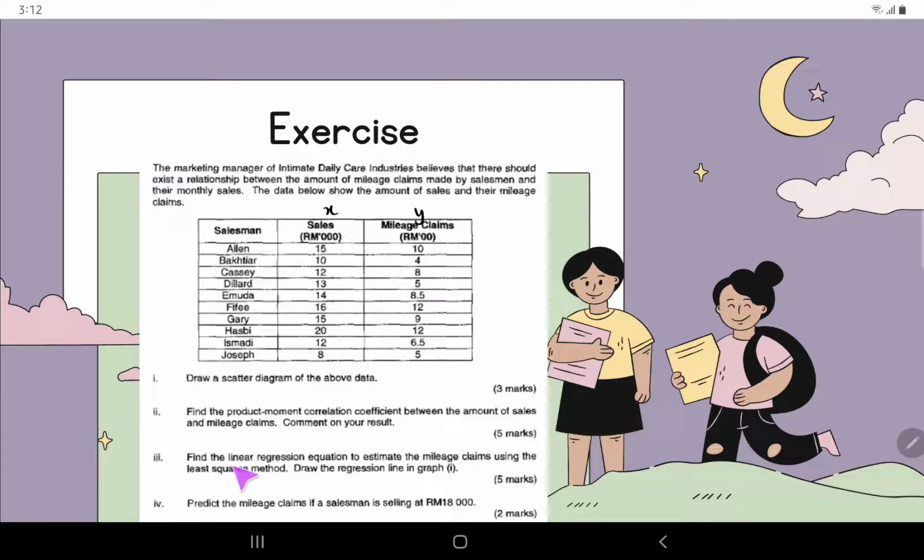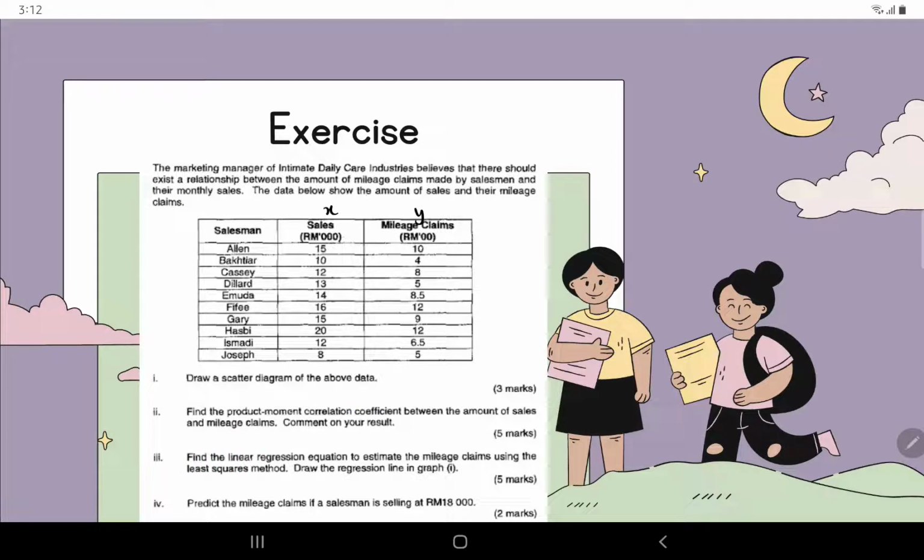Number 2, find the product moment correlation coefficient between amount of sales and the mileage claim. So ini kita guna Pearson. Pearson nak cari R. So dah dapat nilai R, nak comment on the result tu, beritahulah sama ada dia no correlation ke, positive correlation, strong positive correlation ataupun weak positive correlation. Ini syllabus minggu lepas lah.